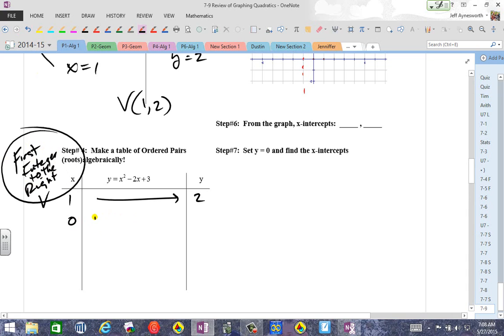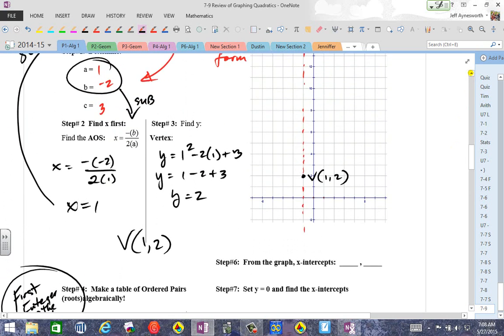So y equals 0 squared minus 2 times 0 plus 3. That's obviously 3 because these cancel out, right? So 0 comma 3. So you plot that and reflect it. So here we go. 0 comma 3 is right here, and you reflect it. There we go. Got 2 more points. We got a minimum of 5 though.